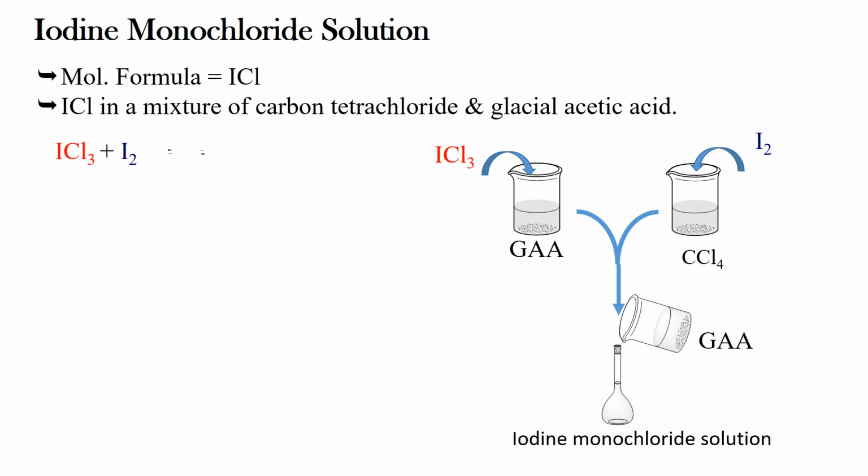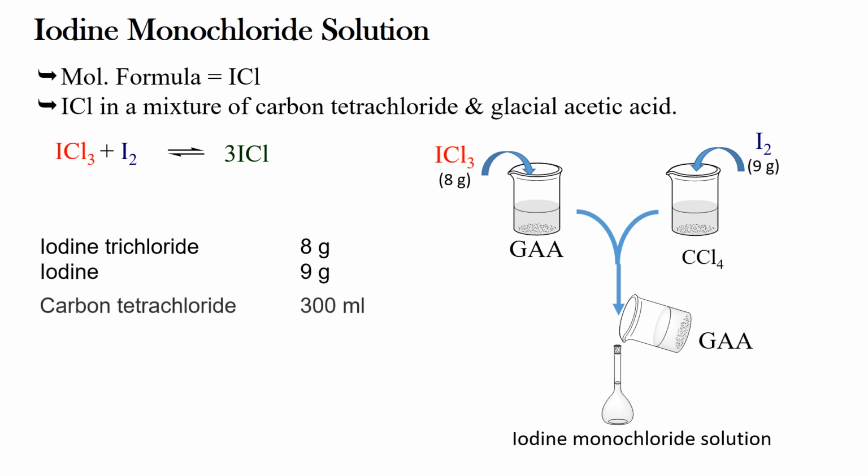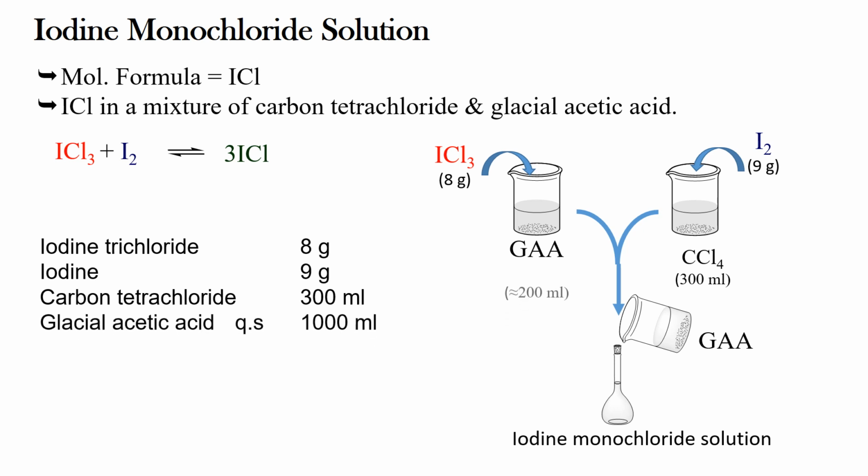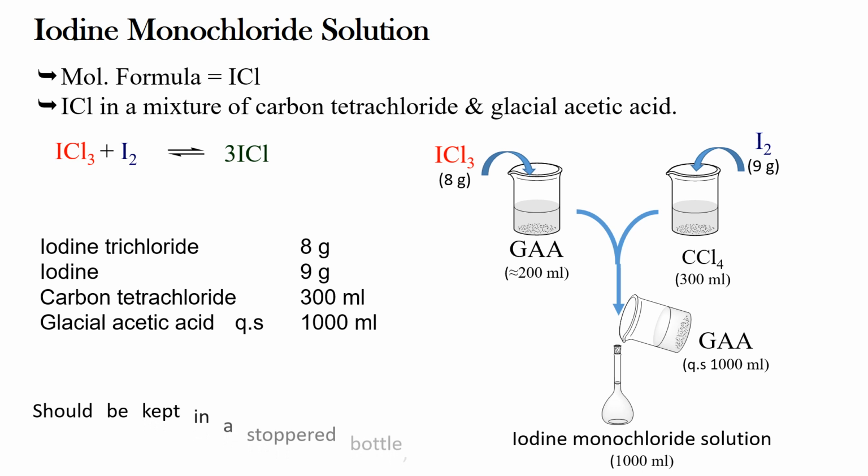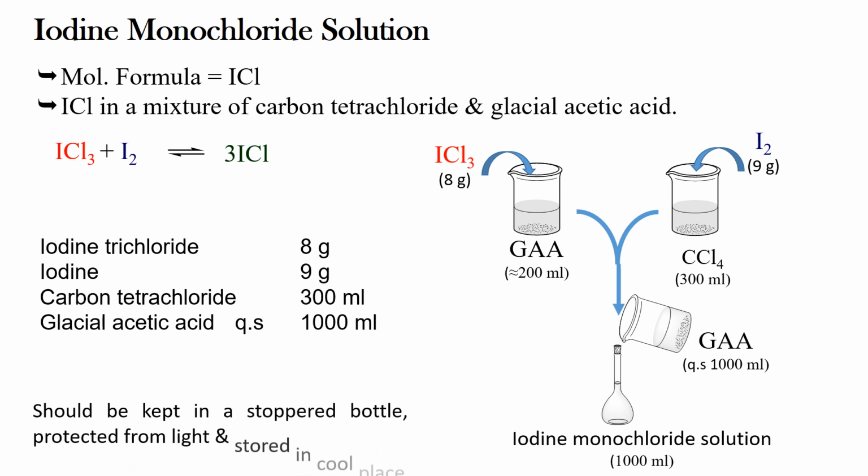The quantity required for the preparation of 1000 ml of iodine monochloride solution include iodine trichloride 8 gram, iodine 9 gram, carbon tetrachloride 300 ml, and glacial acetic acid QS 1000 ml. The iodine monochloride solution should be kept in a stoppered bottle, protected from light and stored in a cool place.